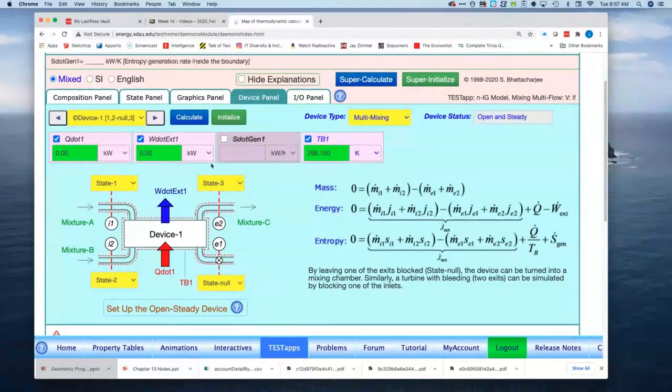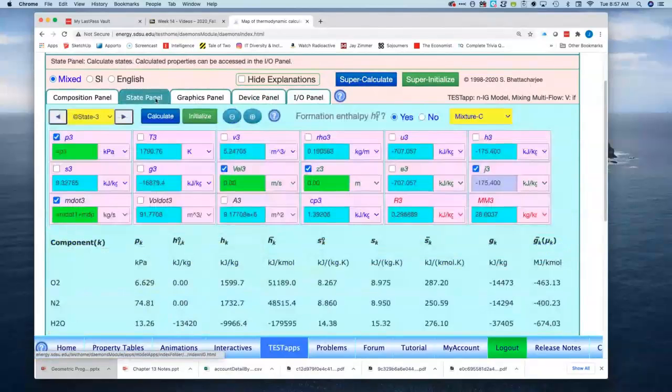And so now this is my first law of thermodynamics, and it should be able to now calculate the exit temperature of state 3. So I do a super calculate, I go to the state panel, and I see now that the answer is 1790 Kelvin. And so that is the temperature that is required for the products to have the same total enthalpy as the reactants.